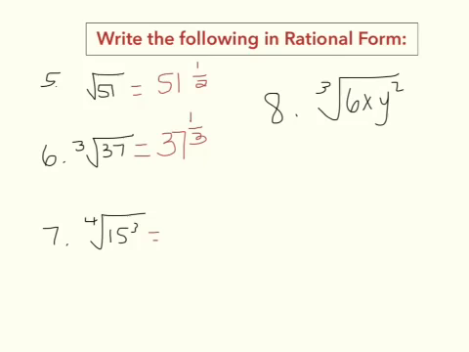The fourth root of 15 cubed becomes 15 to the 3/4 power. And then the last one, we've got some variables in here, but we're still going to do it the same way. We're just going to take each one piece by piece. And we have 6 to the 1/3 power, x to the 1/3 power, and y to the 2/3 power.